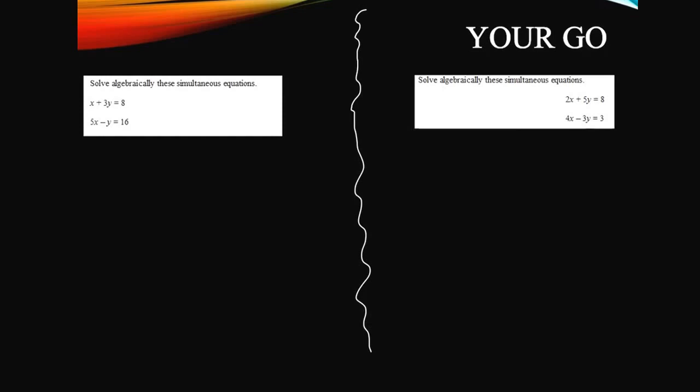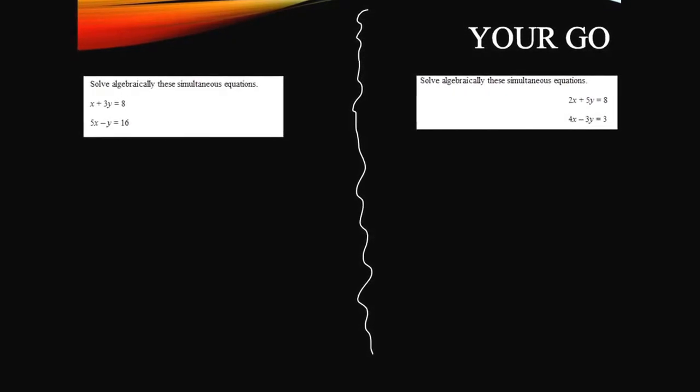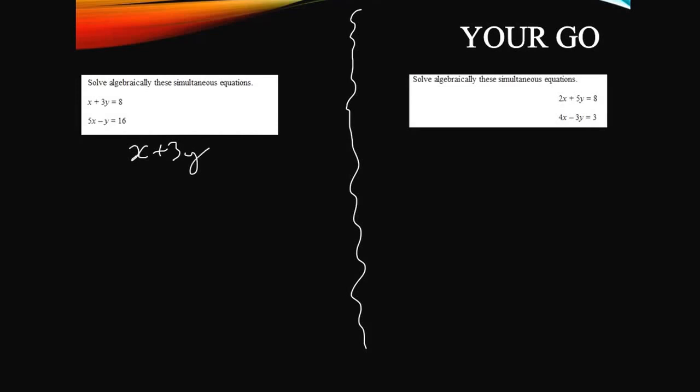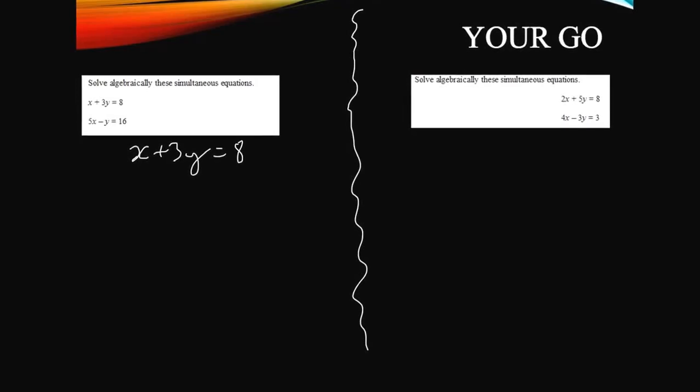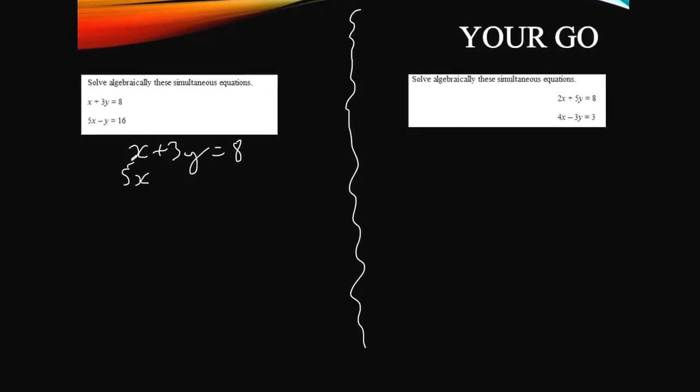Okay, so the one on the left, we've got this equation here. So we've got x plus 3y equals 8. So equation 1, x plus 3y equals 8. And we've also got 5x minus y equals 16. 5x minus y equals 16. I can't just get rid of the variables because I have no numbers that are the same.